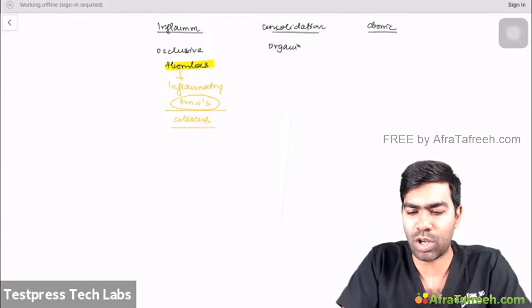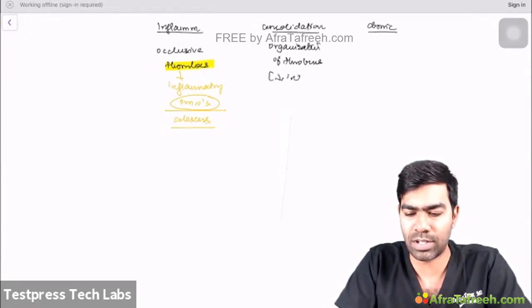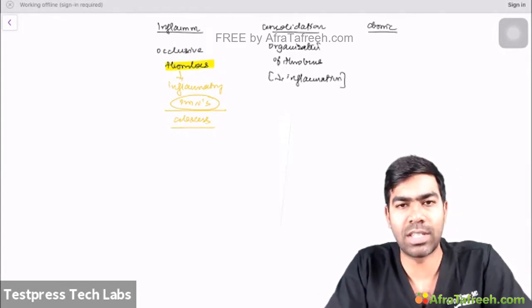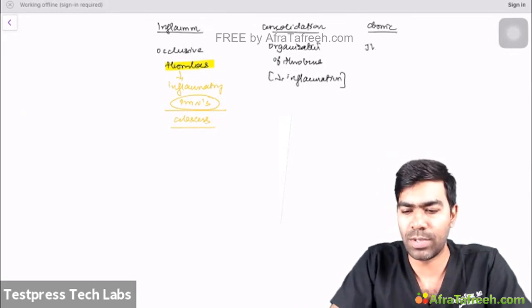Thrombus will become more organized. There will be an organization of thrombus. So what do you mean by this organization of thrombus? It means there is going to be reduced inflammation in the thrombus that you have been seeing in the beginning. And third, in a chronic stage, you will be seeing only thrombus with no inflammation.